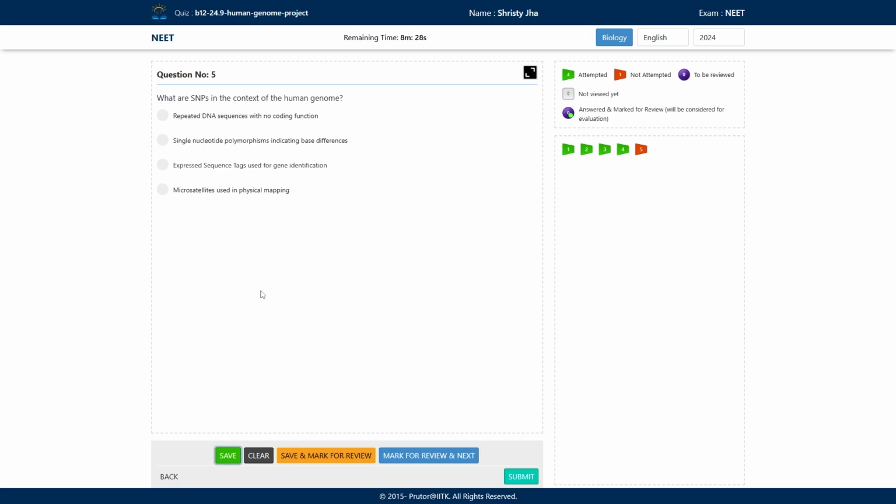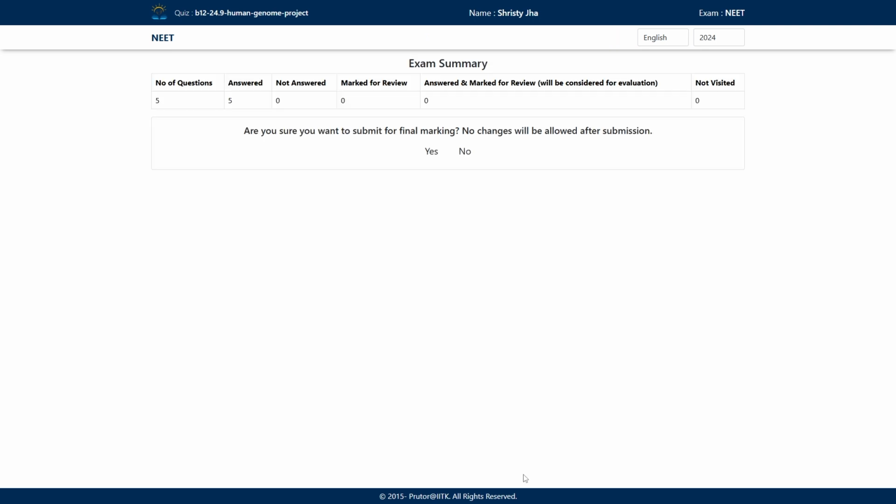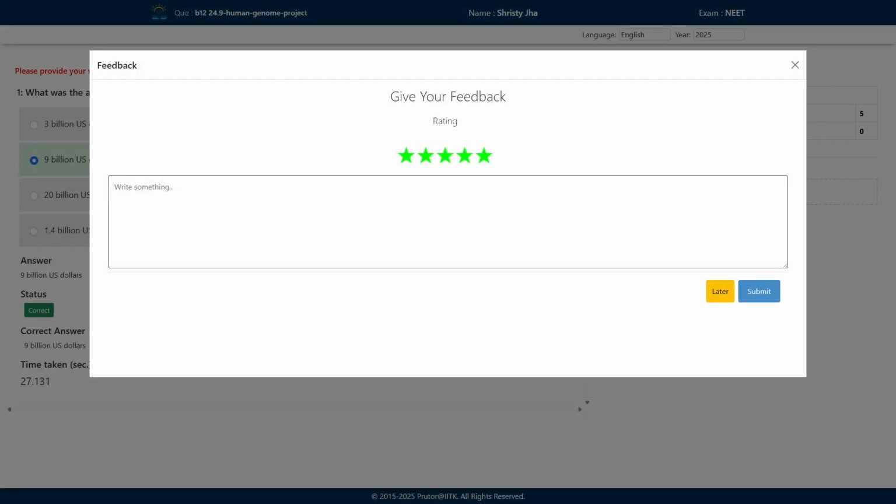Then what are SNPs in the context of the human genome? It was single nucleotide polymorphism, indicating a base difference at one position. Okay, so we have solved all the questions. Let's submit it. So we can see it's all correct.